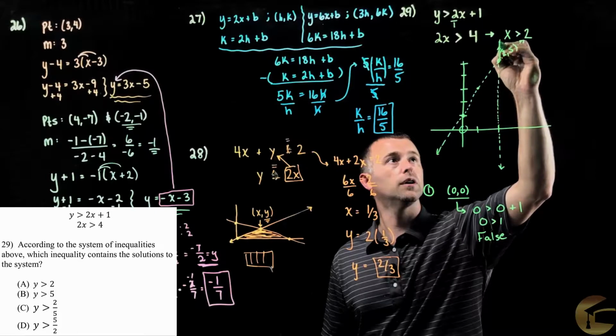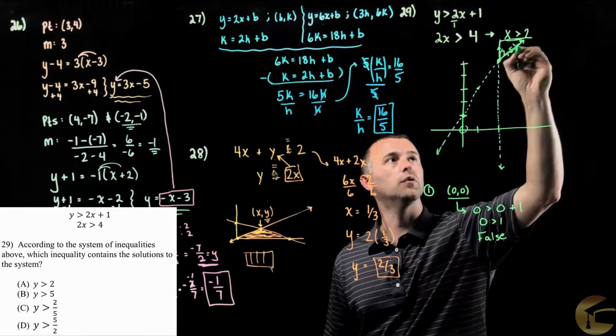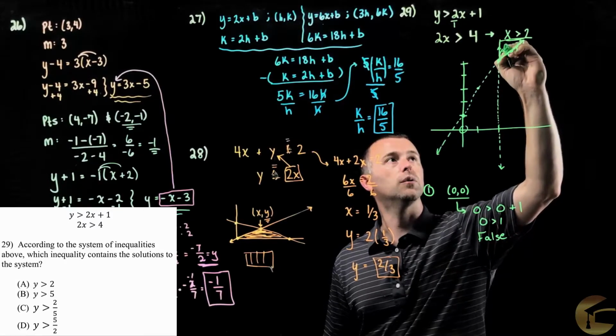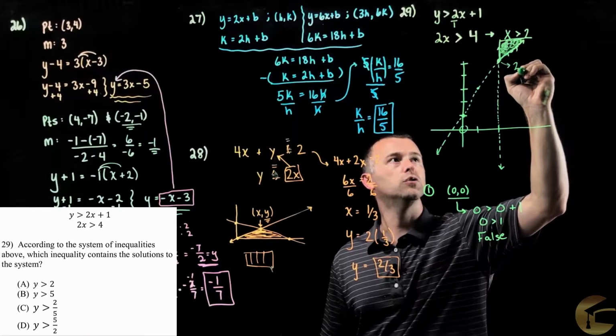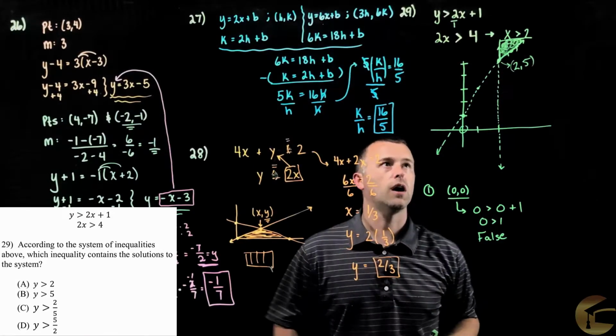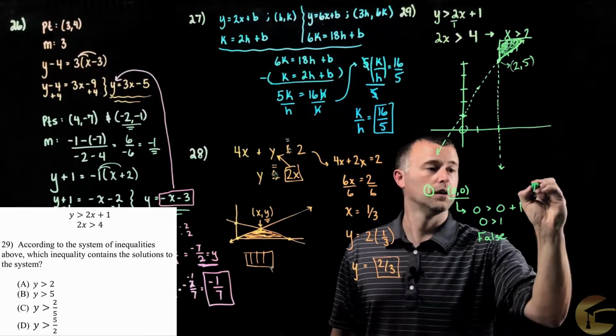If you look over here, I have that 2, 5 kind of in the way, so I'm just going to write right over it. Here's your shaded region right in here. Remember that point was the point 2, 5. So I want to look at my answer choices now and see which one would fit that region.